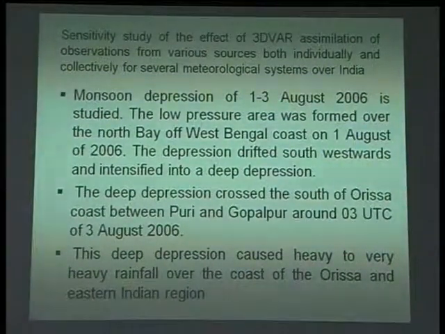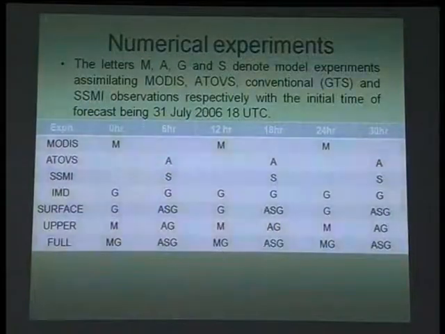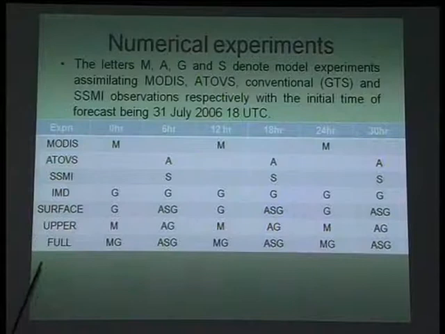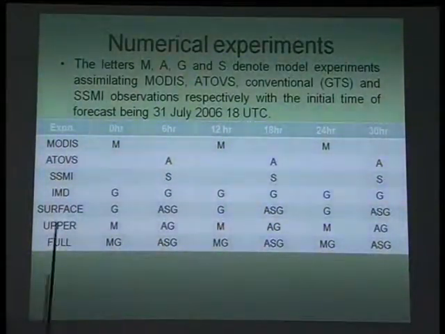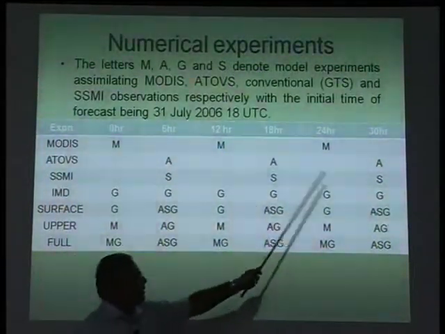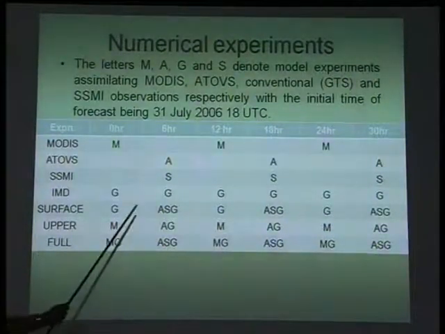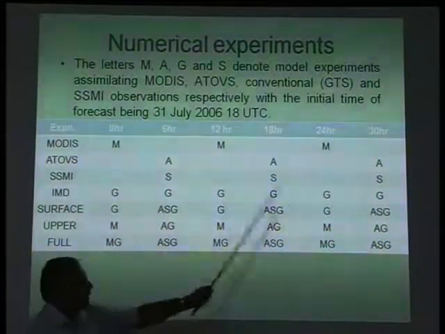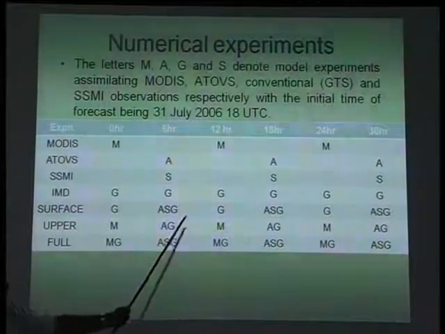Now finally, I'll present a few results of a sensitivity study of the effect of 3D-VAR assimilation of observations from various sources. As I'm indicating here, we have envisaged a set of 8 experiments. In addition to that, we have the control. These are the assimilation experiments. MODIS-based assimilation essentially indicates that I'm going to assimilate only the MODIS data. Then we have the ATOVS, which are available at different times, so as soon as they are available, they are being assimilated.